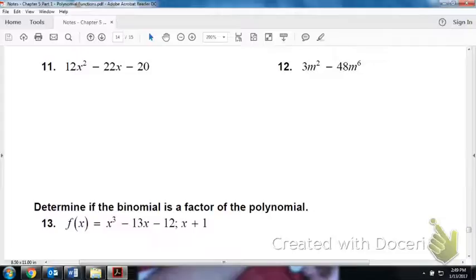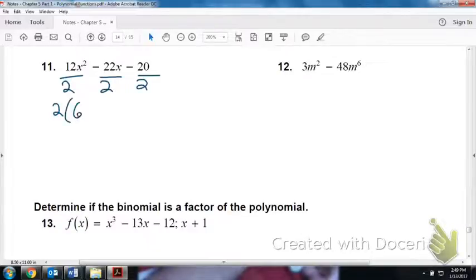Number 11, now at this point I think you should try doing these on your own. If you haven't started doing them on your own yet, go for it. So pause the video and come back. Otherwise, here we go. See if you can divide something out. I can divide a 2 out of those. All I can do is divide out a 2. Okay, so I'll put a 2 out front.